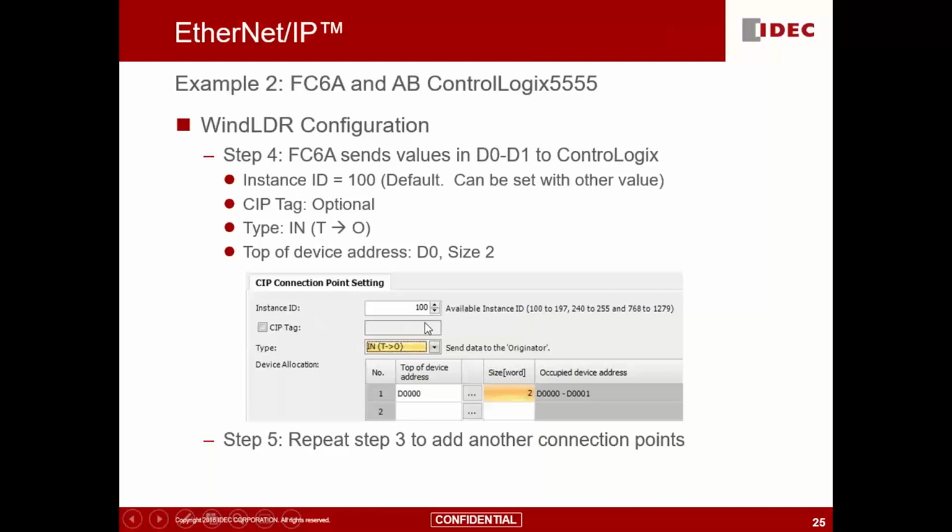Now, as you can see, the instant ID defaults to 100, but it can be set to other values. Whatever you set here in your AB control logics, it has to match. That's what you need to do. The SIP tag is optional, if you want to use it or not.